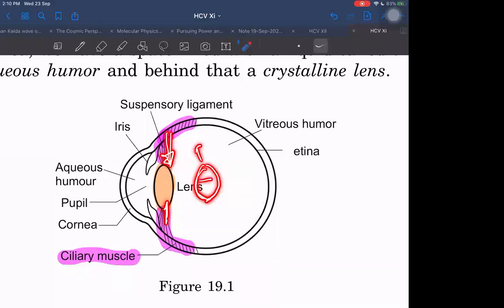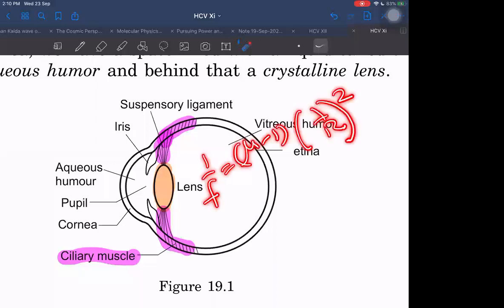What happens if I compress it? Radius of curvature will increase or decrease if I compress it from both sides? Radius of curvature will decrease. See, more flat means it will increase, and it will become more curved, so the radius will decrease. Radius decreases means, I think everybody knows that 1 by f is equal to mu minus 1 into 1 by r2 minus 1 by r1. If I assume both radii are the same, then 2 by r. When r decreases, then focal length also decreases.